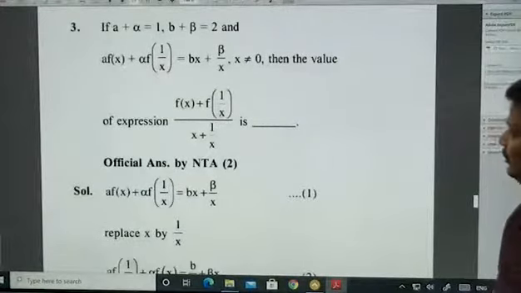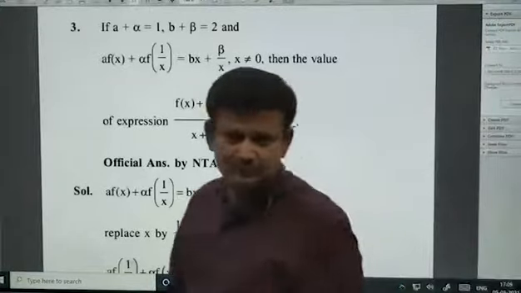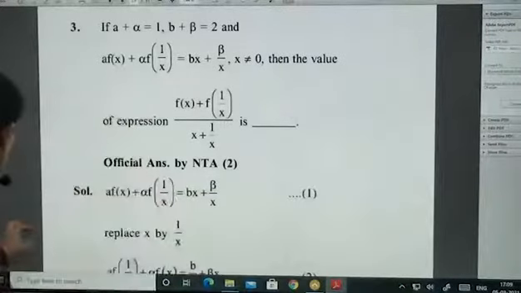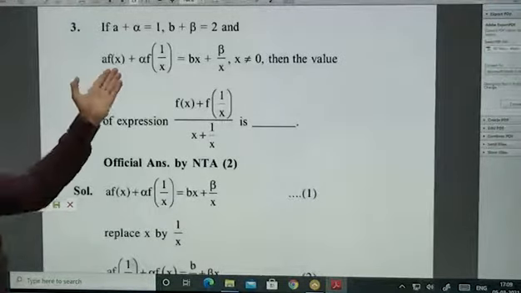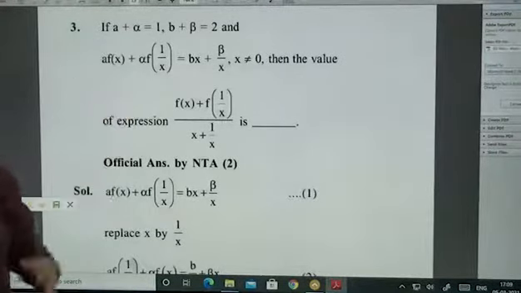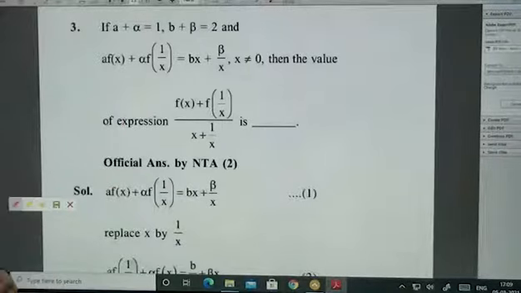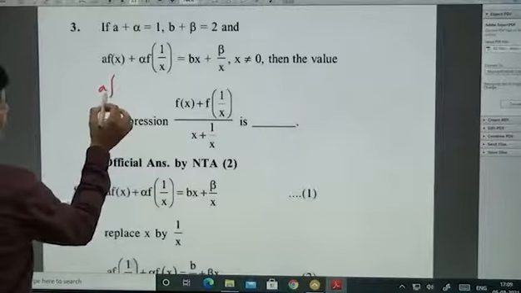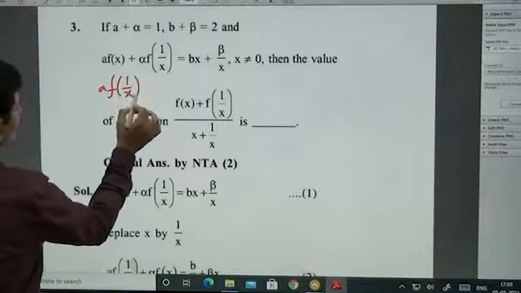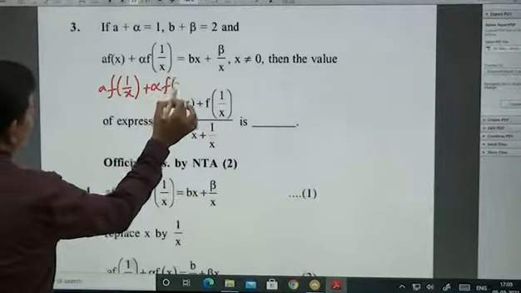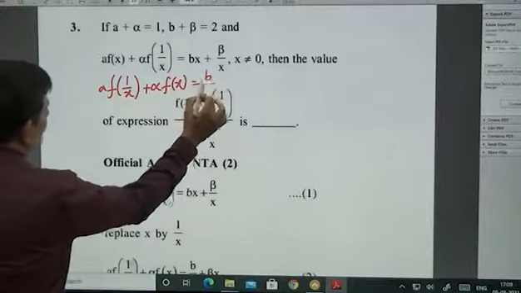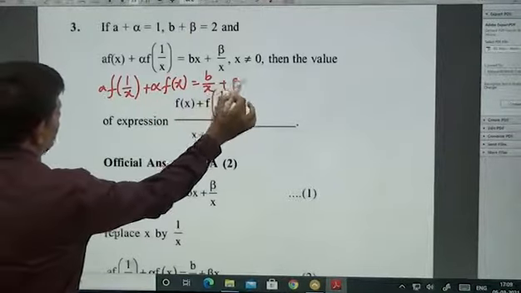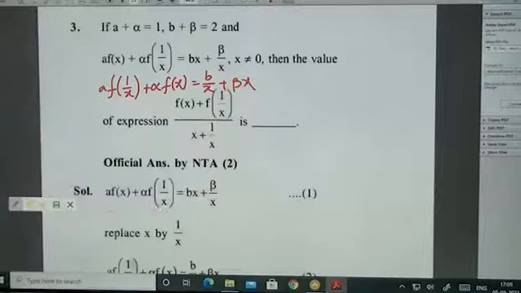You would have got this many times. Lot of such questions are there. What will you do? Replace x with 1 by x and solve them. What will you get? This will be f of 1 by x plus alpha f of x is equal to b by x plus beta x. He is talking something about a plus alpha, b plus beta.